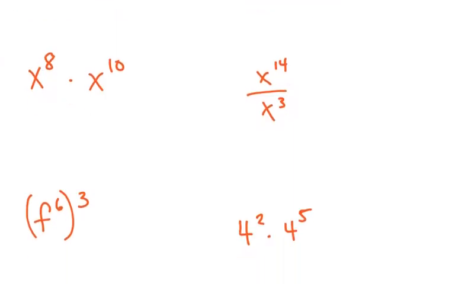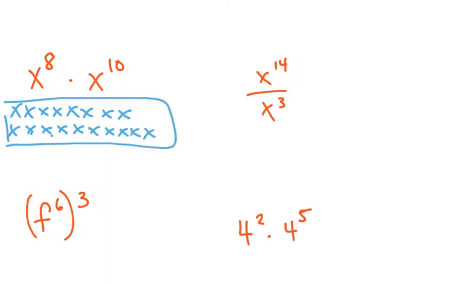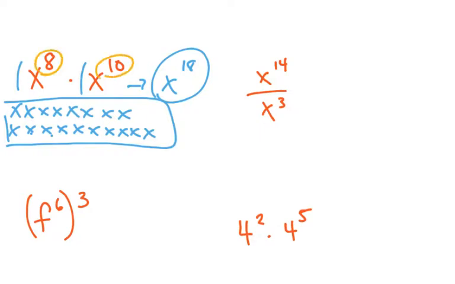x to the 8th and x to the 10th, if you don't remember, you could list out 8 of these, 1, 2, 3, 4, 5, 6, 7, 8, and then list 10, 1, 2, 3, 4, 5, 6, 7, 8, 9, 10, and you can list these all out and then count, or if you remember the rule, this becomes x to the 18th. Notice that there are coefficients of 1 here, and while I did add the exponents, I do not add the coefficients. Those two things do not go together.